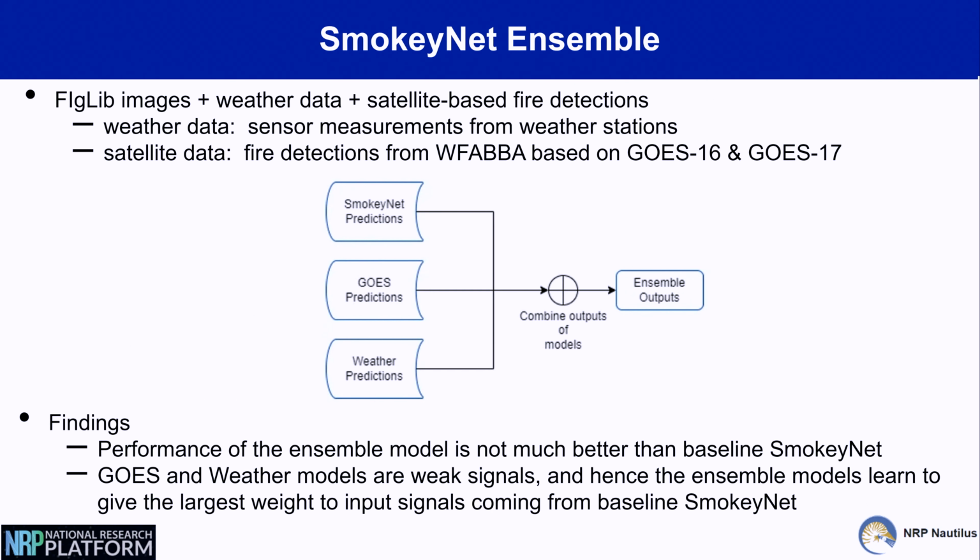All right, so to incorporate these 3 different data sources, the camera images, the weather data, and the satellite-based fire detections, we use an ensemble approach. Right? So we take predictions from SmokeyNet, we take predictions from WFABBA, and then we take predictions from a model that we train just using the weather data. And we aggregate these using various methods, such as majority voting and weighted average, to come up with a final prediction of whether or not there's smoke.